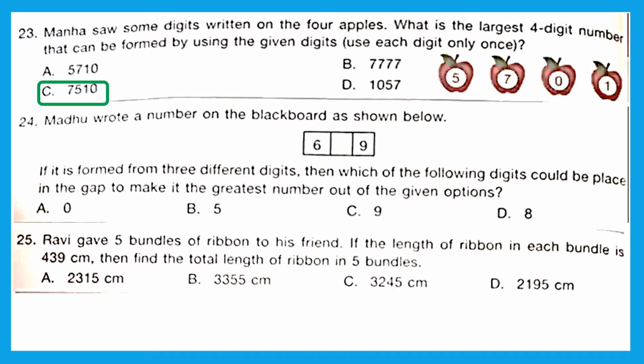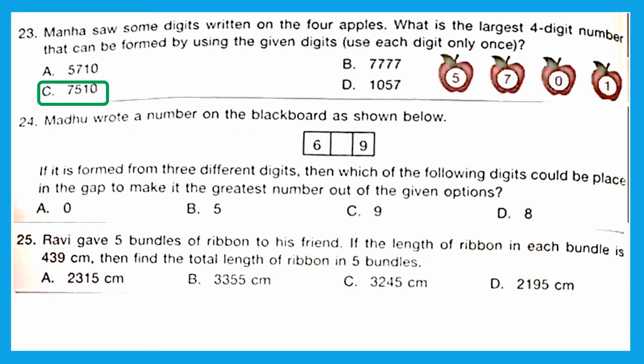Question 24. Madhu wrote a number on the blackboard as shown below, 6-9. If it is formed from 3 different digits, then that means not 6, not 9, something different in between. Then which of the following digits could be placed in the gap to make it the greatest number out of the given options? So we have to choose the greatest number out of A, B, C, D, which should not be 6 or 9.